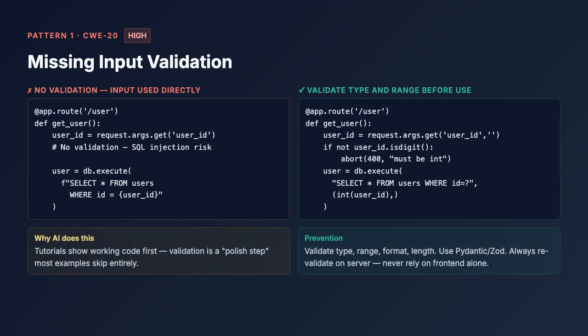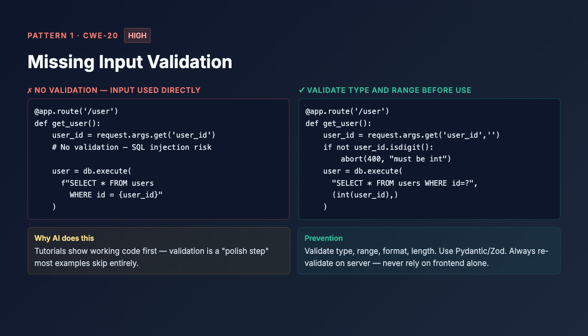Why does AI do this? Introductory tutorials show working code first. Validation is treated as a polished step that most examples skip entirely. To prevent this, validate every value from outside your application. Check type, range, format, and length. Reject invalid input with a 400 error.